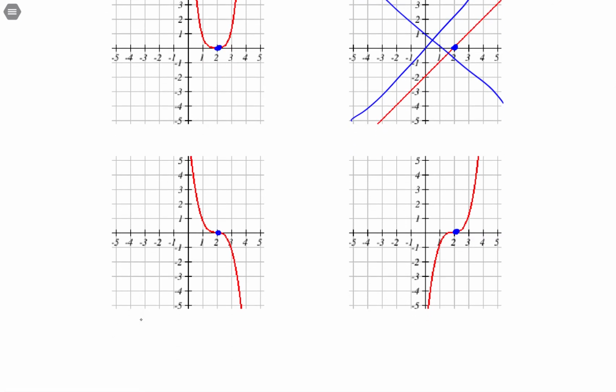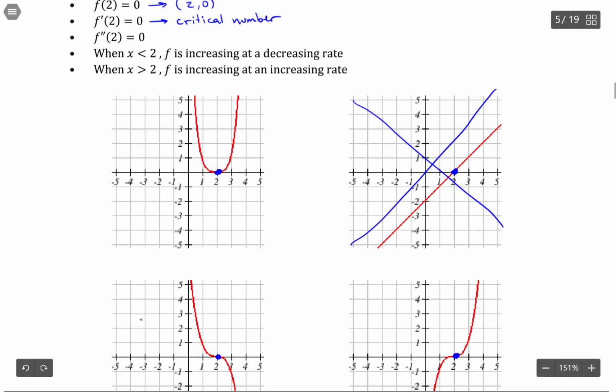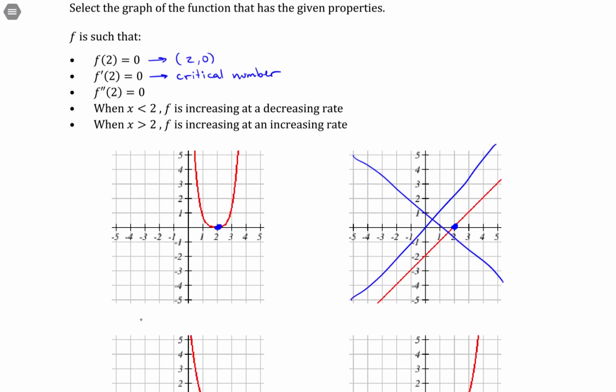The next one, we go from an interval that's decreasing, and then we stay decreasing, which is fine. That's still considered a critical number because something is happening there. And same for the last one, we're increasing and then increasing again. So we can eliminate the second one, though.